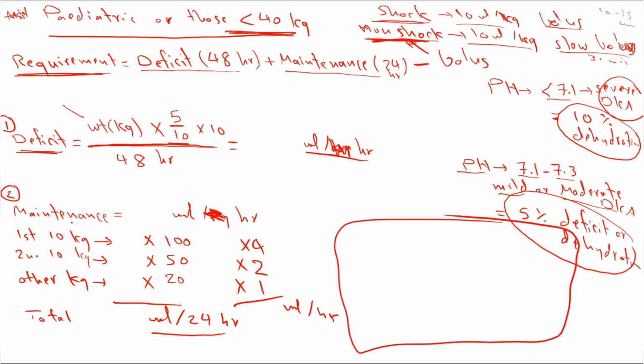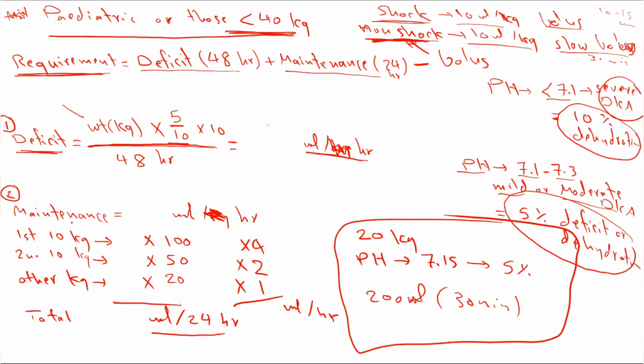There is a child. The child is 20 kg, okay, and the patient is in DKA, the pH is 7.15. It means that it is mild to moderate, so we assume 5% dehydration. How do we calculate for this patient? First, you have to say whether this patient is in shock or not. For example, this patient was not in shock. We gave a 200 mL bolus, 200 mL bolus over 30 minutes. Okay, so for this patient, what is the deficit calculated?